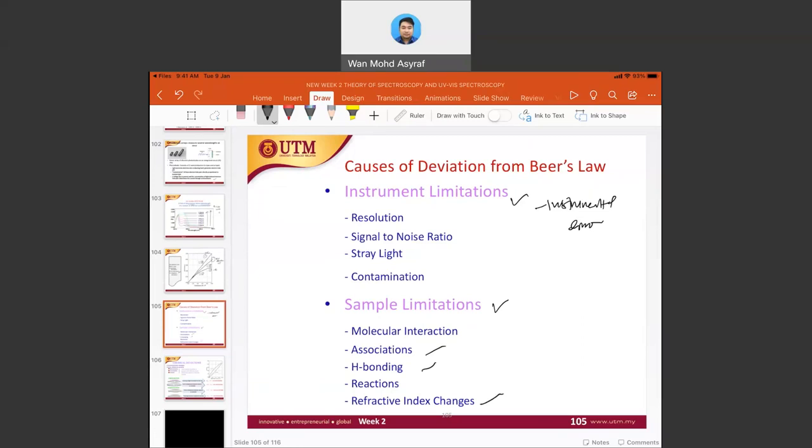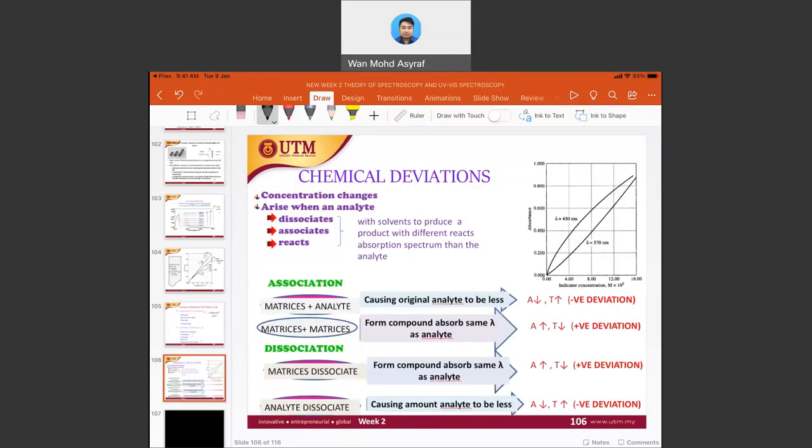The third part is the chemical deviations. When we look at chemical deviations, it is changes in concentrations. For example, you have standards where you prepare only 100 milligram per liter, which is 100 ppm. So when you do your calibration curve and your analysis, you should get this 100 ppm back, because you already prepared 100 ppm.